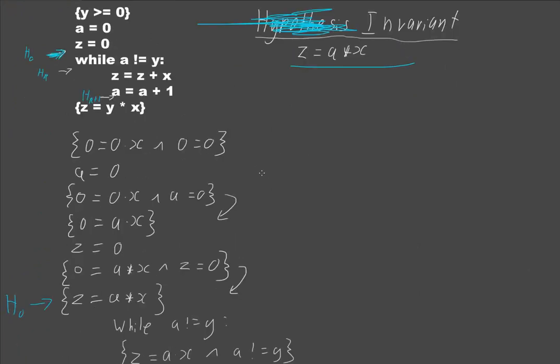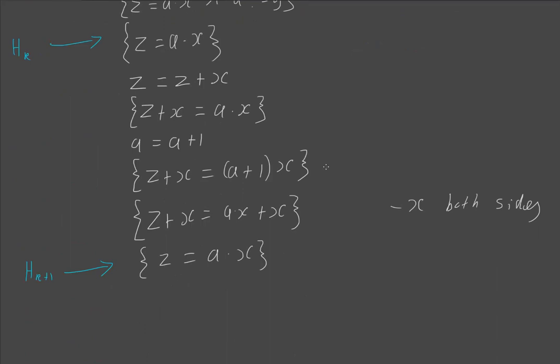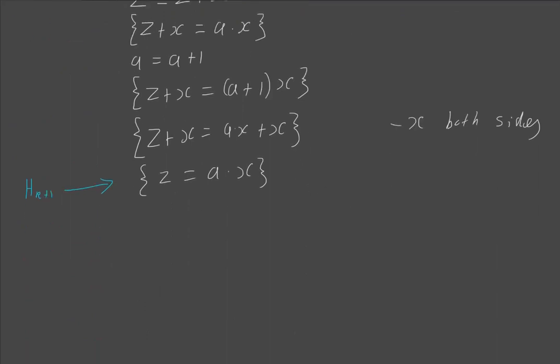And if you remember back to the previous video, that means we can take it outside, so we end up with Z is equal to A times X and A is equal to Y. And then you substitute in the A for the Y, Z is equal to Y times X. And that's kind of the end of your partial correctness proof. I guess I may as well write up that last part just because we've already come so far.